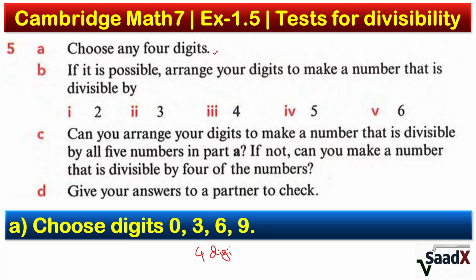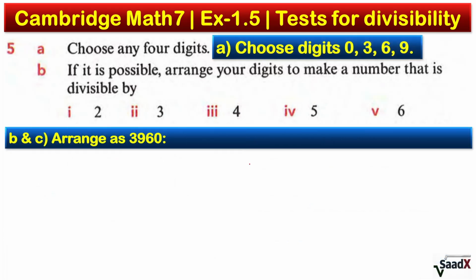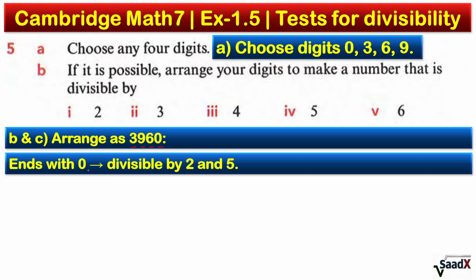Second question: if it is possible, arrange your digits to make a number that is divisible by 2, 3, 4, 5, 6. So first we have to arrange this one. 0, 3, 6, 9, we can arrange this as 3, 9, 6, 0. Now let's check, is it divisible by 2 or not? It ends with 0, so it can be divisible by 2 and 5, right?